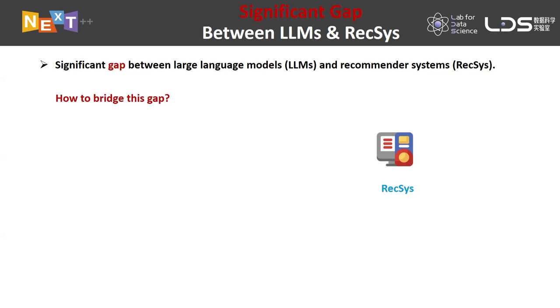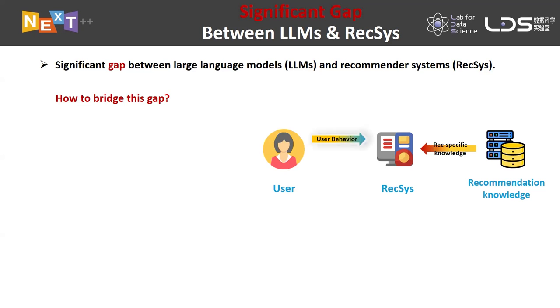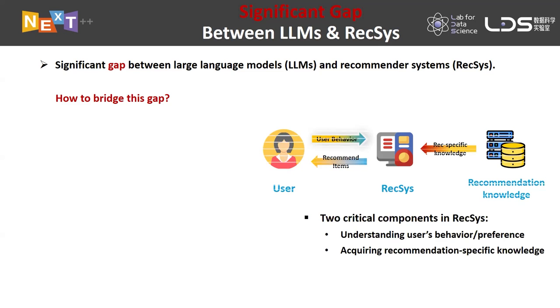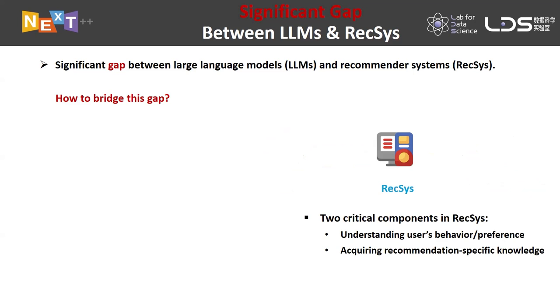Let's dive into the recommender systems. It's just a connection between the user and the recommender knowledge. The recommendation system observes what the user did, which is the user behavior, and then distills some recommendation-specific knowledge, and then uses such knowledge to vote the right items and to fit the user's information need. So there are two critical components in the recommendation system. The first is understanding the user behaviors and preferences. The second is to get the recommender-specific knowledge.